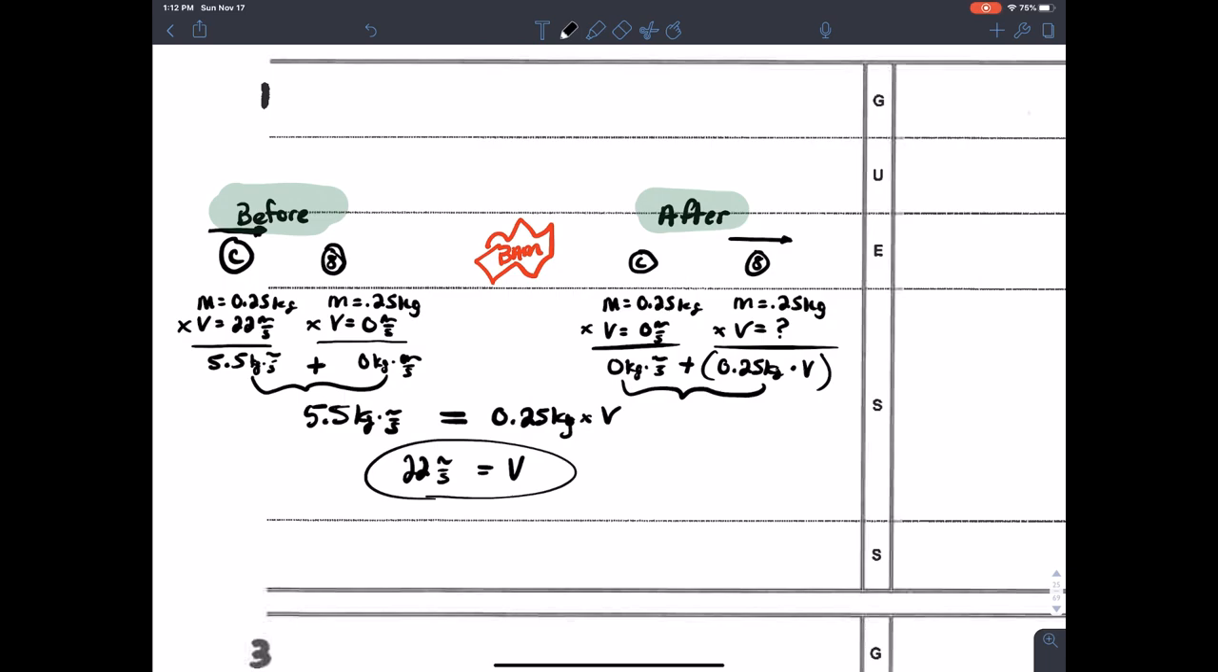It kind of makes sense too that if the 8 ball was resting, it has the exact same mass. If all of the momentum from the cue ball was given to the 8 ball, it would have the speed or the velocity of what the cue ball had ahead of time.